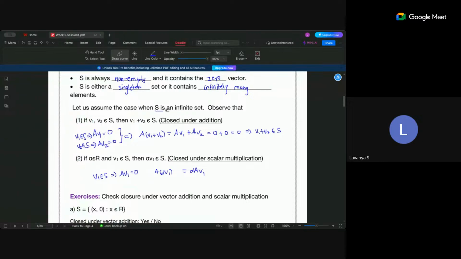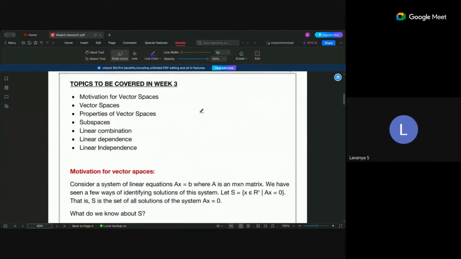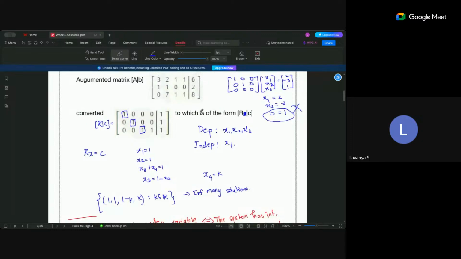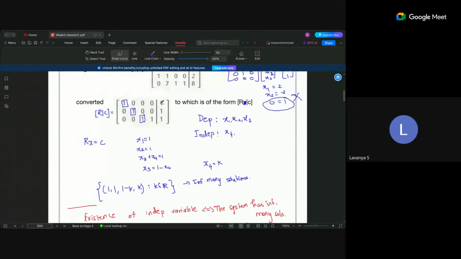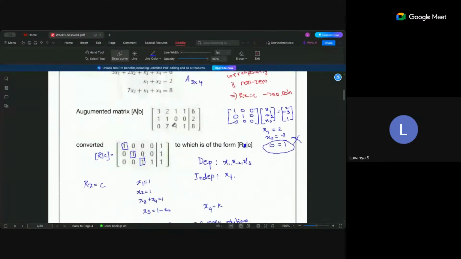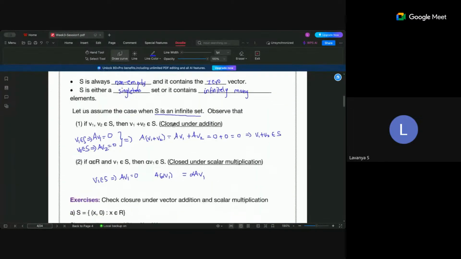I have considered this case when S is an infinite set. Here it is not 1, 1, 1. Maybe let us say some other matrix is there. So there this need not be an infinitely many solution case. Sorry, not a unique solution case.